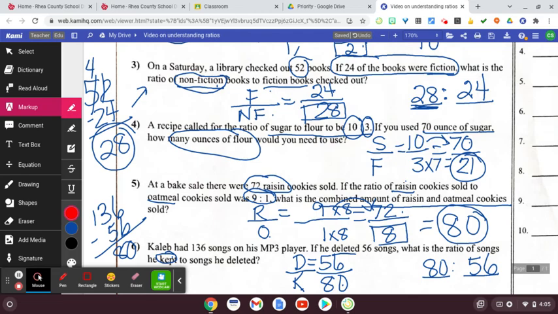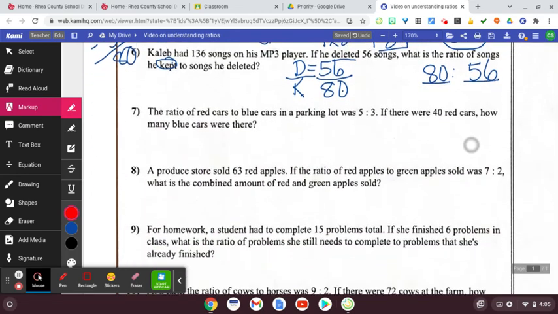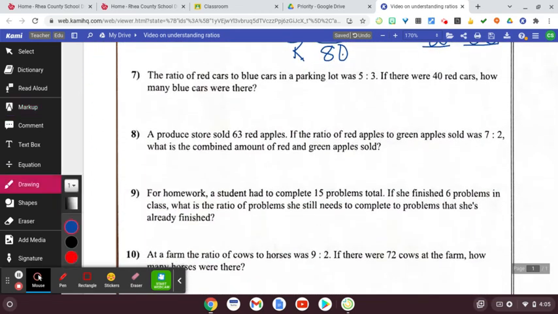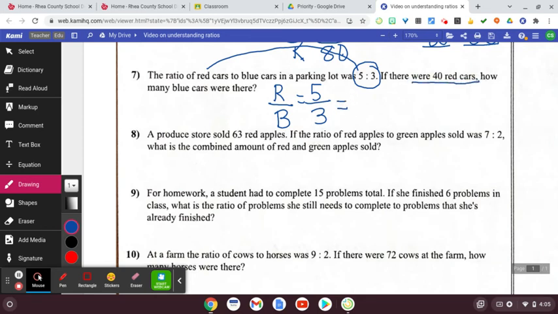All right. So let me move on up to number 7. Okay. Here we go. Number 7, ratio of red cars to blue cars in parking lot was 5-3. There's 40 red cars. How many blue cars were there? All right. So the 2 things we're dealing with are a red car and a blue car. Our ratio, and I always like putting my ratios first. So we know red cars is to 5, my blue is to 3. Then it says we've got 40 red cars, so 40 has to go up on top.